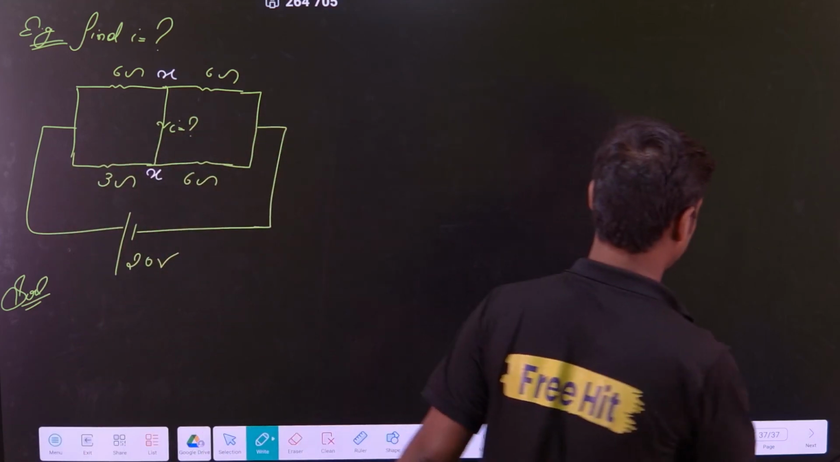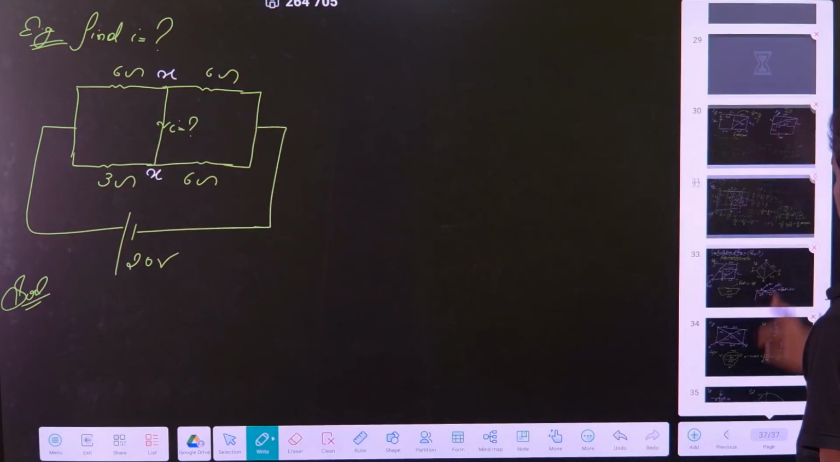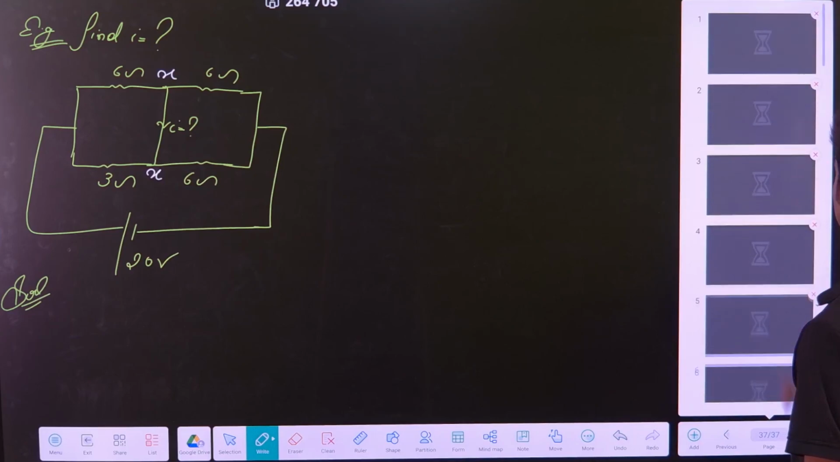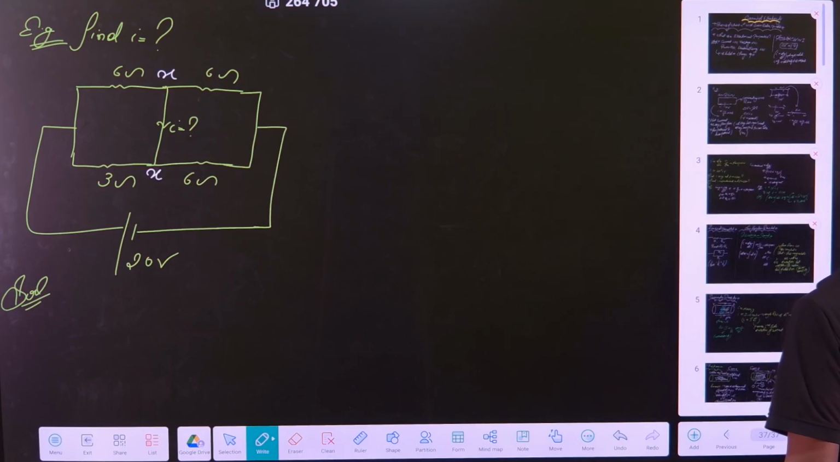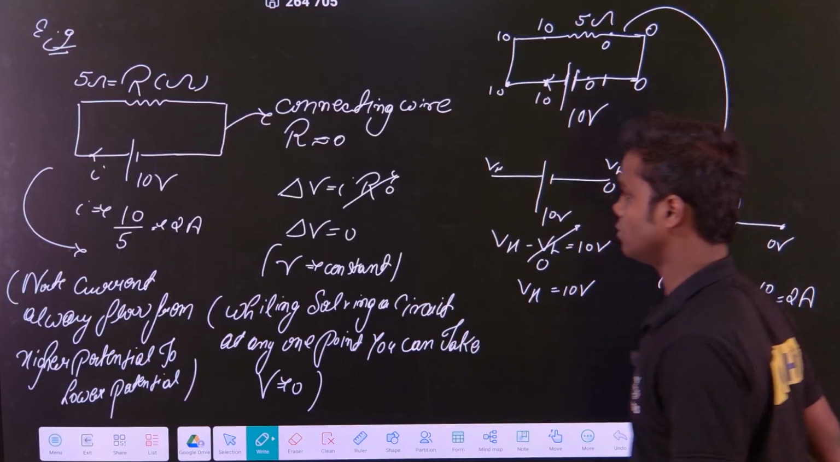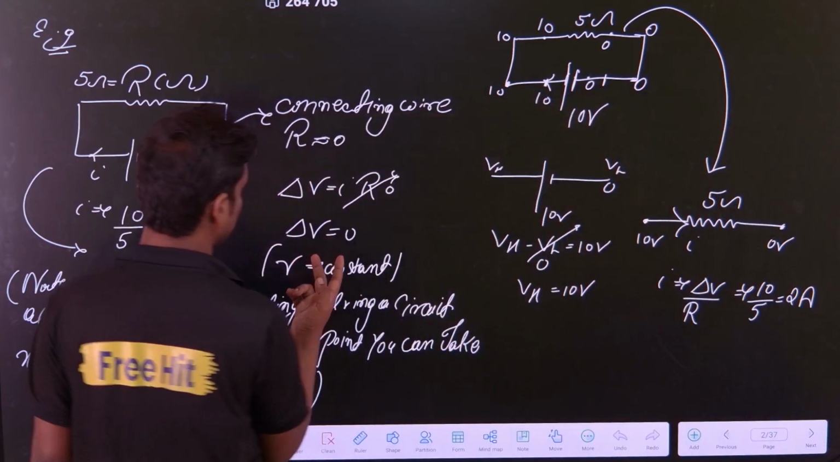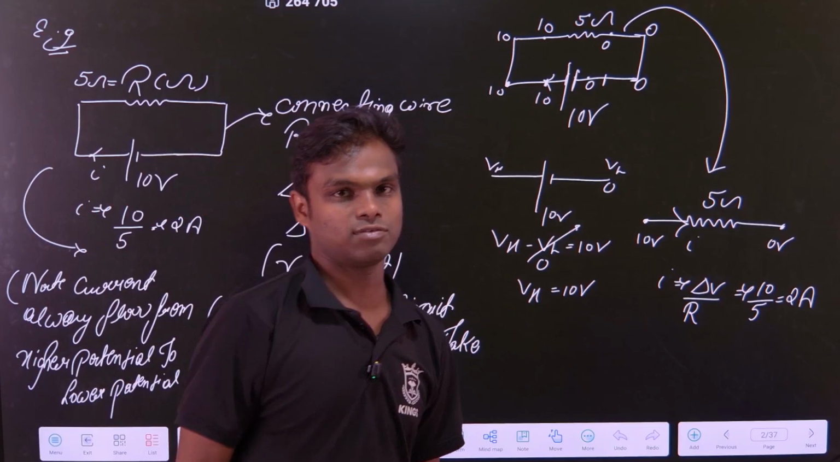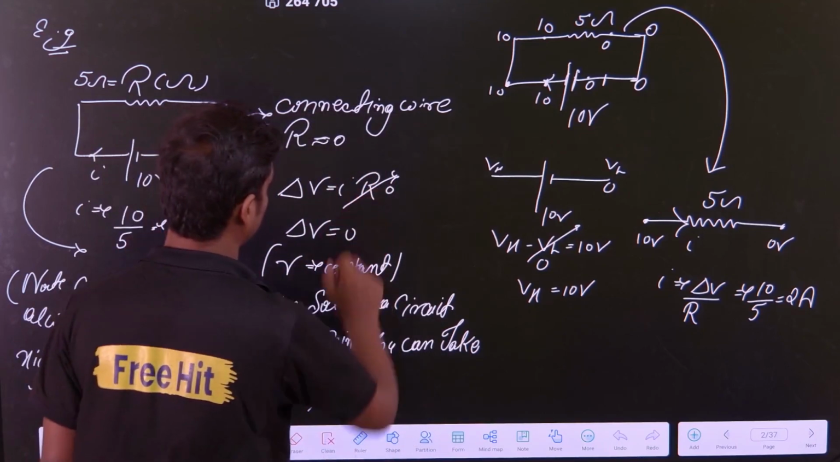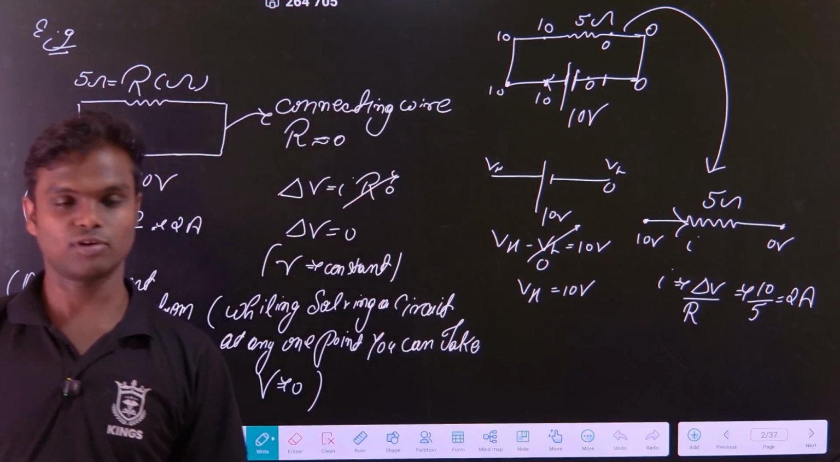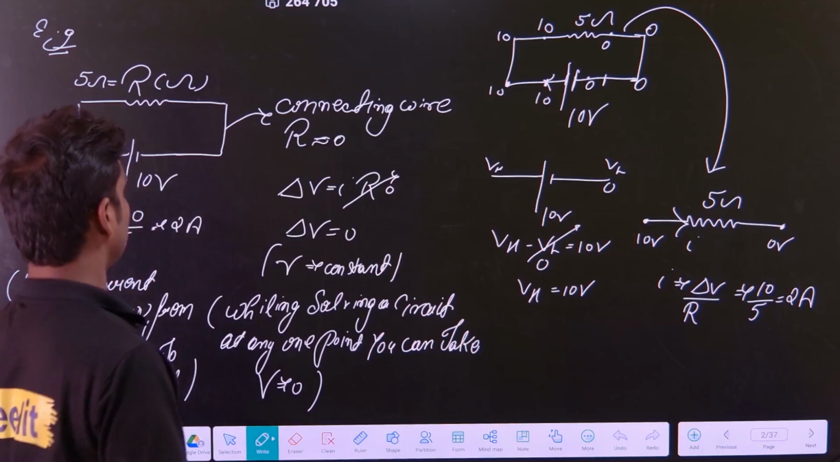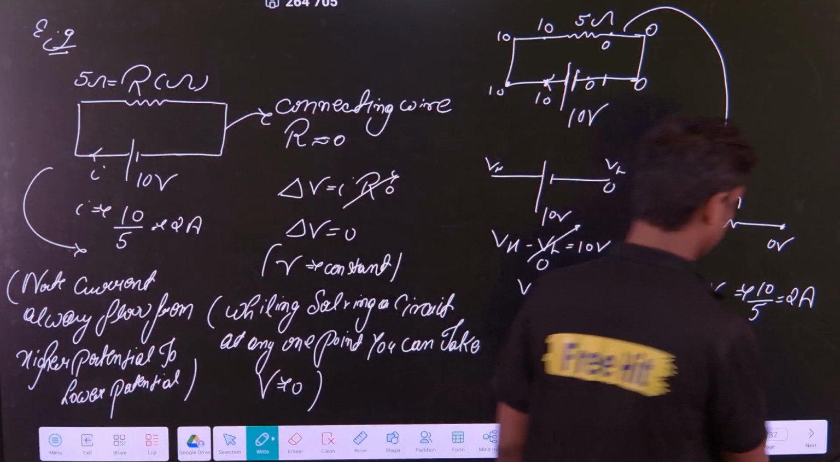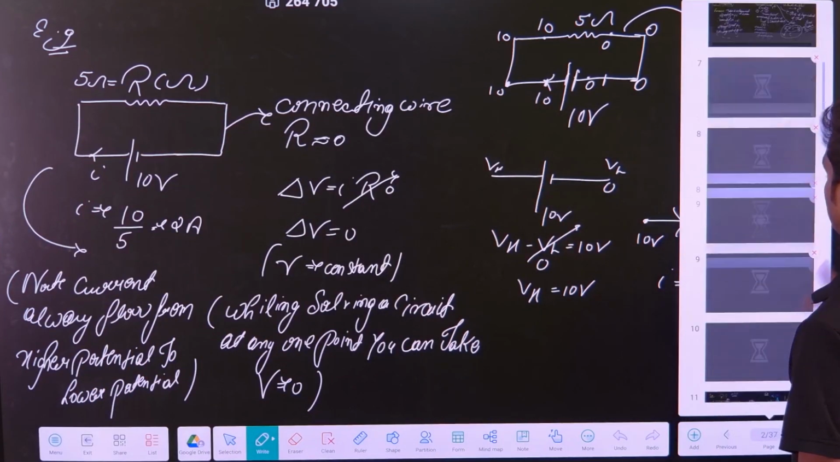In wire, the potential difference will always be 0. If you remember my first lecture, in wire I told you the potential difference is always 0, but it doesn't mean the current is 0. Why? Because the resistance is 0. That is why. So potential difference 0 doesn't mean your current will be 0. So here it is not sure your current is 0.